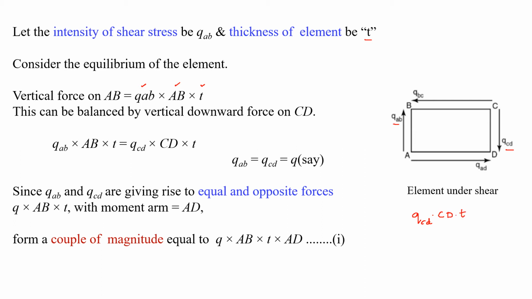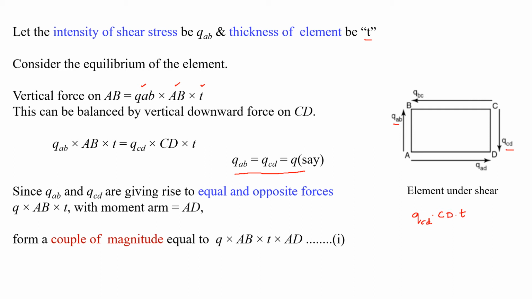For the vertical equilibrium, sigma V is equal to 0, so these two forces should be equal. Here it is acting upward on face AB and on face CD it is acting downward. So QAB into AB into T should be equal to QCD into CD into T for the vertical equilibrium. And we know that the length AB is equal to length CD. From this we can reach the conclusion that QAB is equal to QCD, and we can say that it is equal to Q.